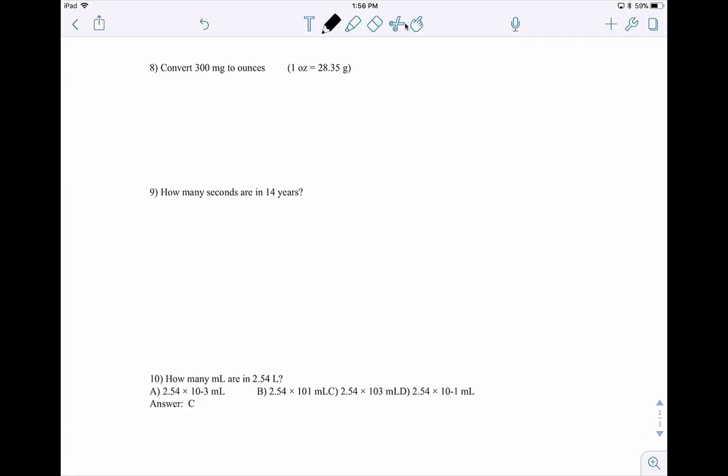Number 8, I'd show you what you need to do. Convert 300 milligrams to ounces. What do you start with? You start with what you're given. And you also need to realize this is a clue. But if we start with what we're given, that's 300 milligrams.